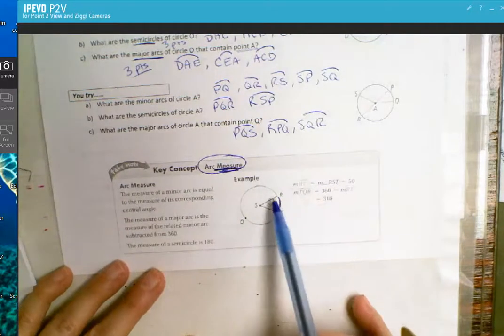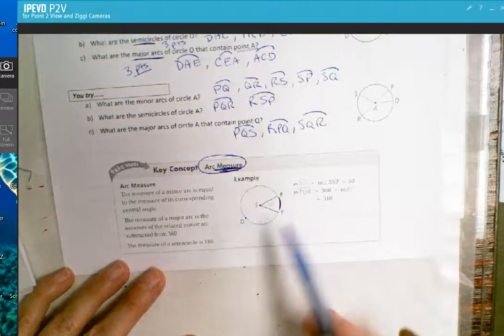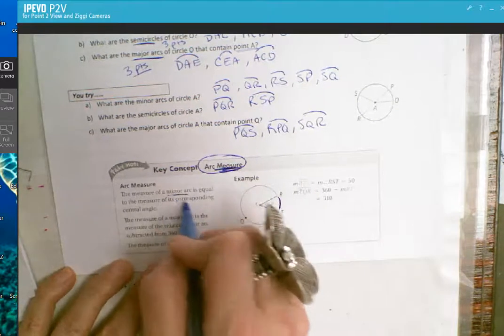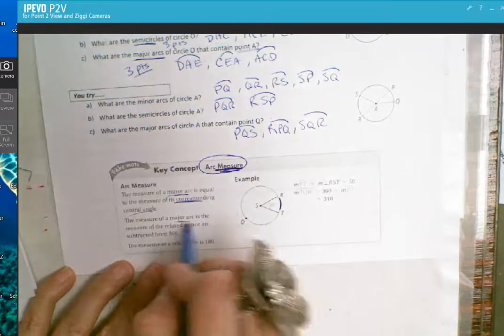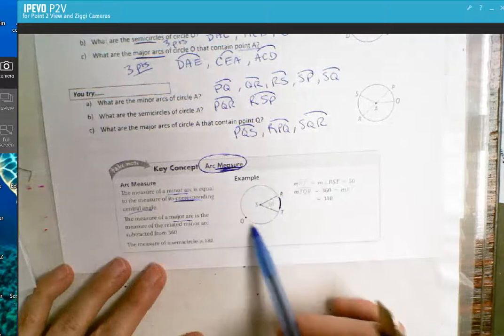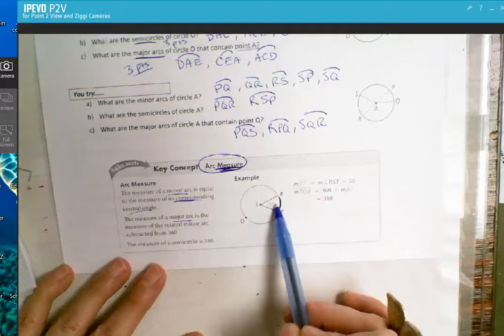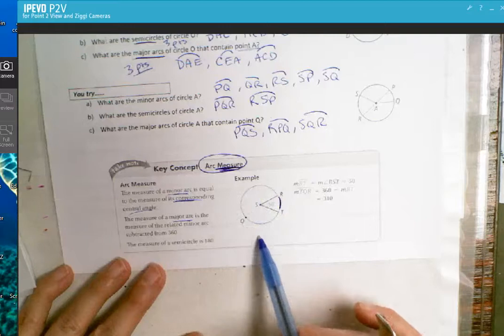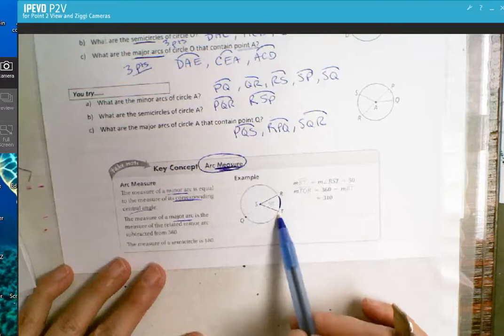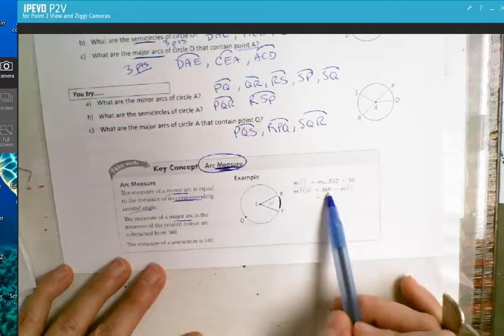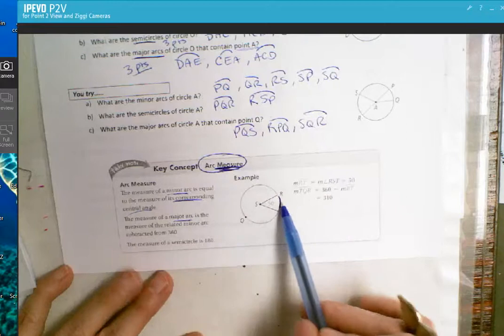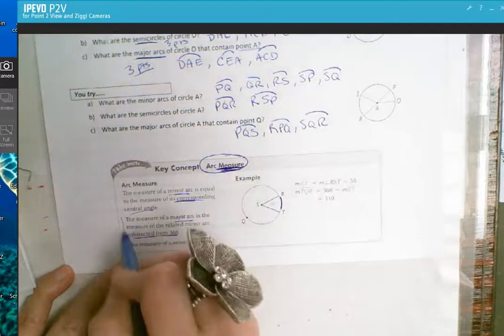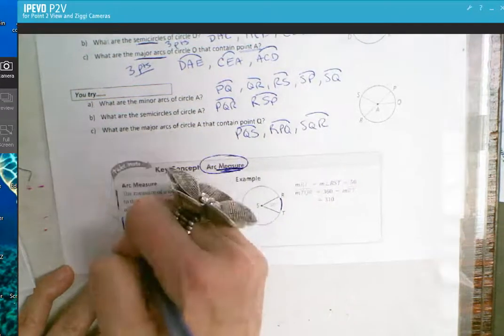If you're looking at a major arc, a minor arc corresponds to its central angle. The major arc just means the whole thing all the way around is 360. I've already used up 50, so I can find the measure of this major arc, RQT or TQR, by subtracting this 50 from 360. So you need to know how to find those minor and major arcs.